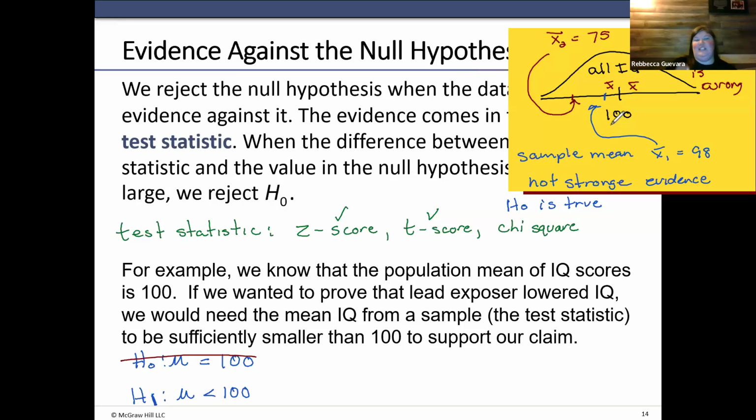So we're looking for these events that seem unlikely. It's not likely that I would randomly collect people from a population and their mean IQ would be 75, unless something special about that group has lowered that IQ. In this case, it'd be lead exposure.